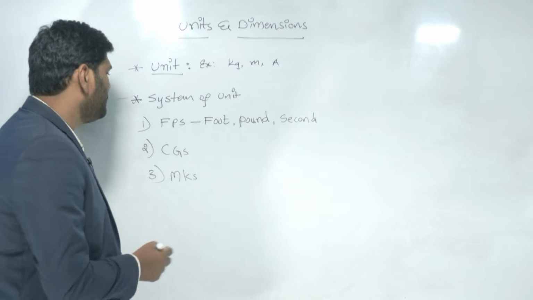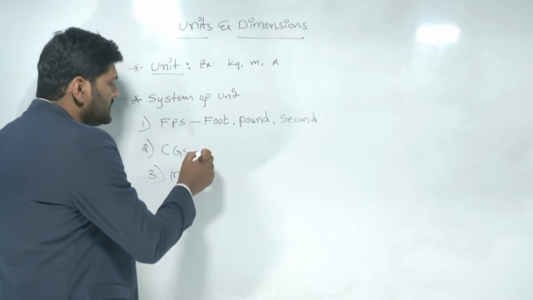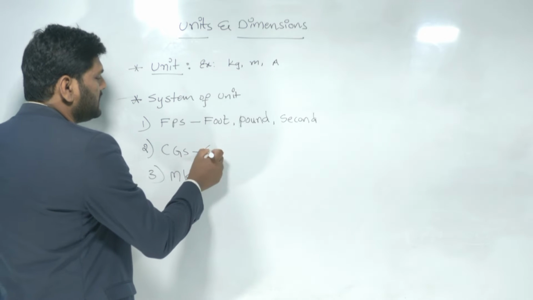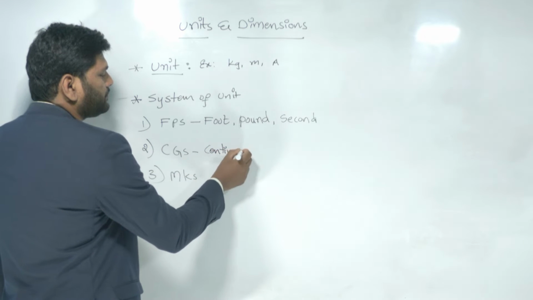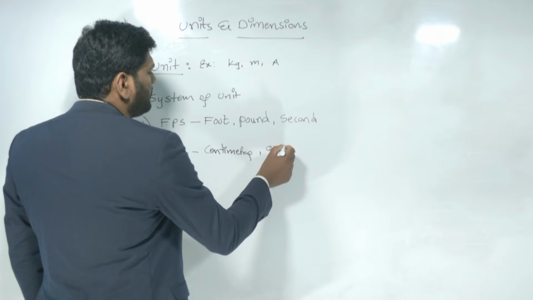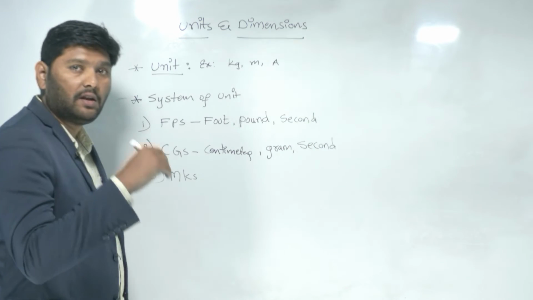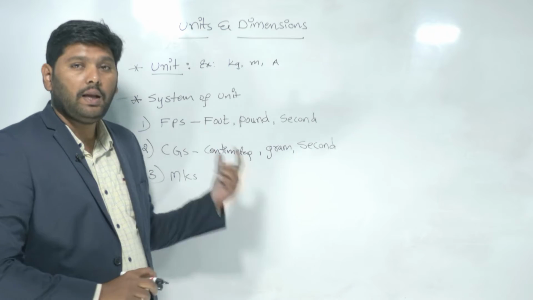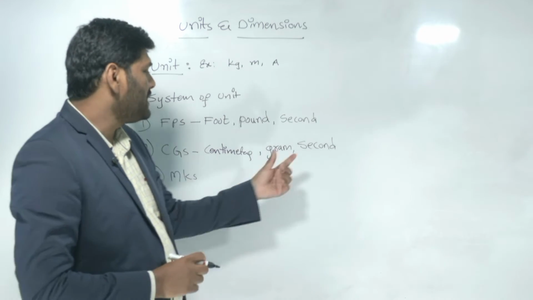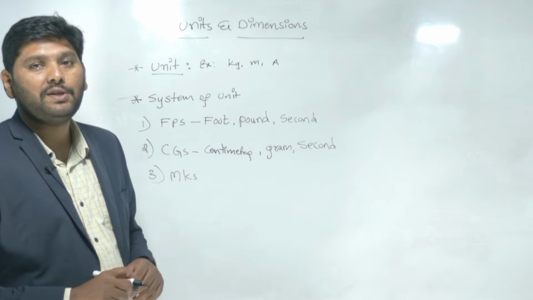Got my point? In a similar way, let me talk about the CGS system. In the CGS system, C stands for centimeter, G stands for gram, and S stands for second. So in the CGS system, the length unit is centimeter, the mass unit is gram, and the time unit is second.